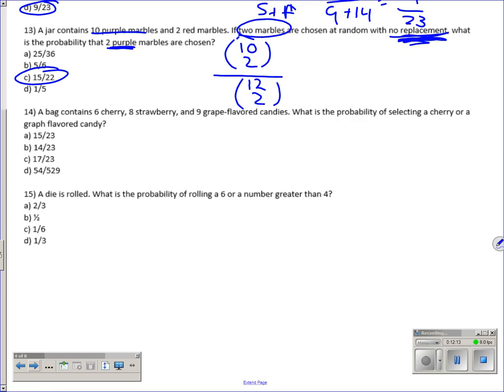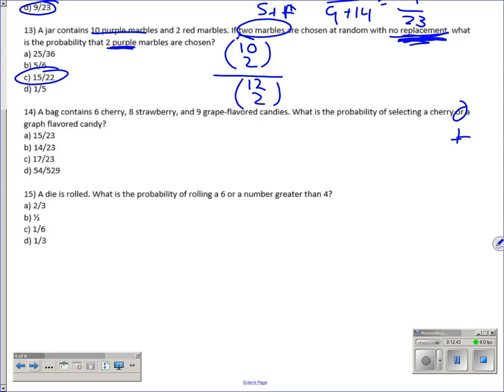All right, 14. A bag contains 6 cherry, 8 strawberry, and 9 grape-flavored candies. What is the probability of selecting a cherry, here's the key word, or a grape-flavored candy? So in the previous problems with probability, we're dealing with the combinations because we're taking them out in no particular order and we're taking them out as a group. Here with or statements, that means to add, because we're taking one probability or doing one event. I just want to know the probability of one or the other. That's just adding them together.